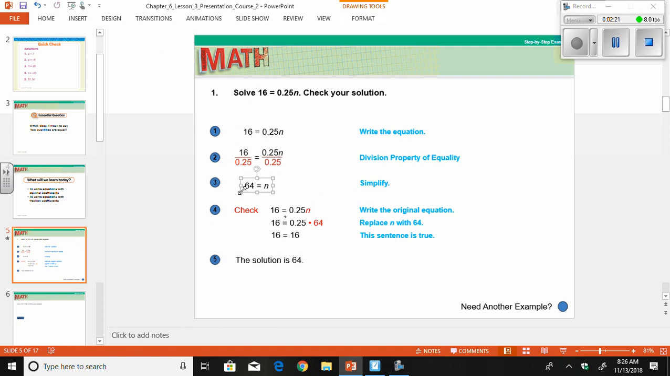Then we check it by plugging that 64 back in for n. And 2500 times 64 is indeed a 16, so we know we have it right.